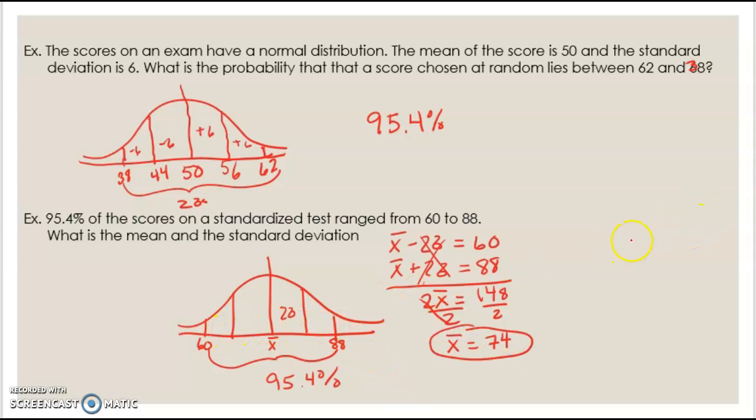What I usually do is say 88 minus 60, well, that is 28. I've got 4 places from 28, which means each of them is 7. So I found my standard deviation of 7. 88 minus 7 would be 81, 60 plus 7 would be 67, and 67 plus 7 would make that 74. So you can also split it up that way, a more intuitive way to do it than doing it algebraically. But either one works.